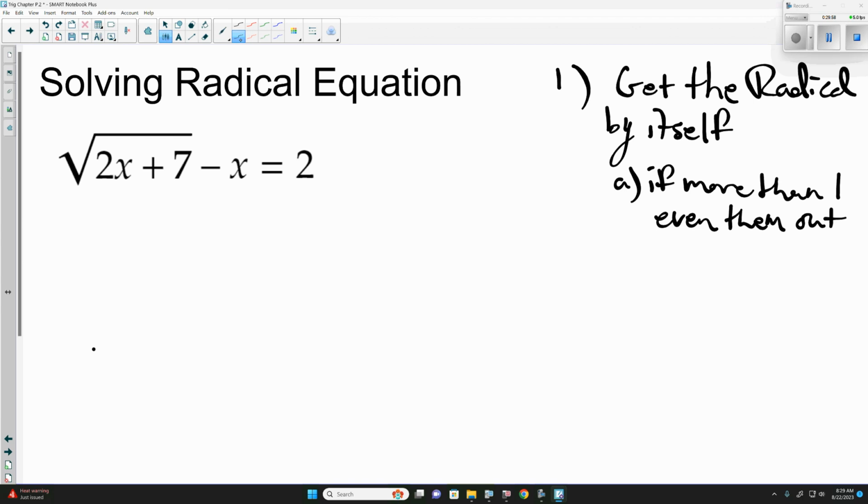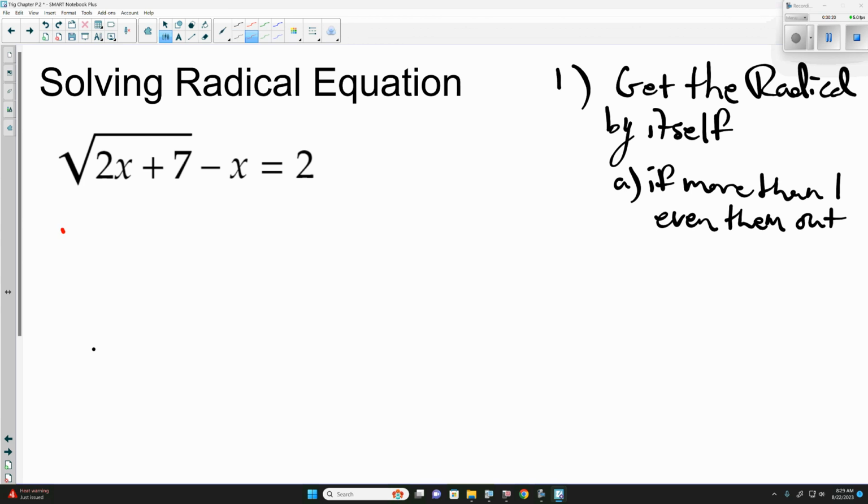If more than one, even them out. So if we had two, try to get one on either side. If we have 3, which we normally won't deal with, we'd have 2 on one, 1 on the other. If we had 4, 2 and 2. We try to keep them even. Now here, the next one does have 2, we'd have to even them out. Here, we just need to get this radical by itself.